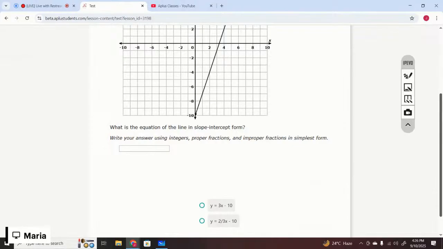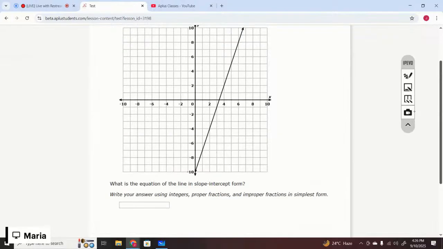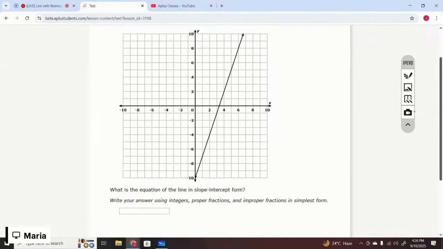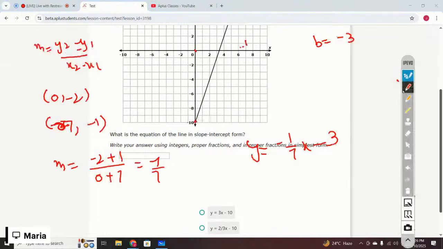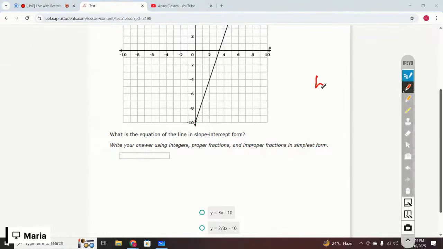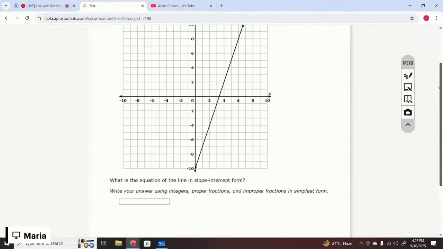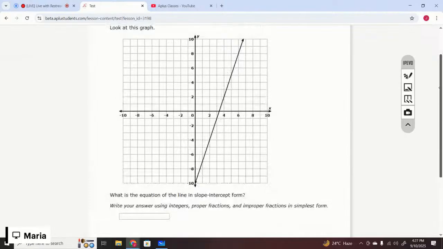Okay, so you will need to write down the equation of the line in slope intercept form. The first thing we need to calculate is the y-intercept. The y-intercept is the point where the graph is crossing the y-axis. So you can see here it is -10. B equals -10.